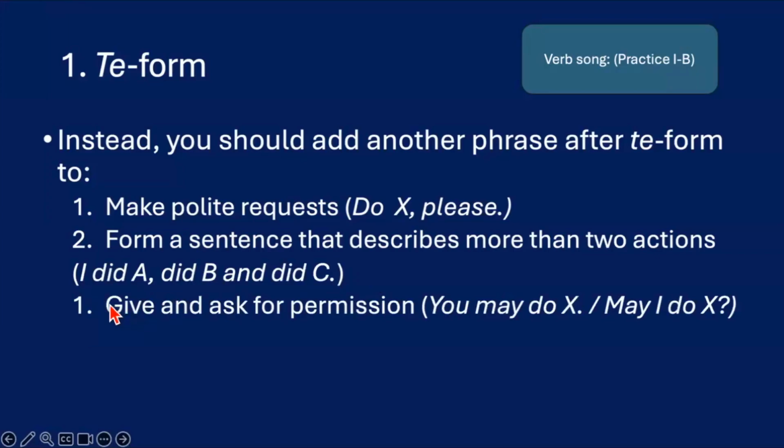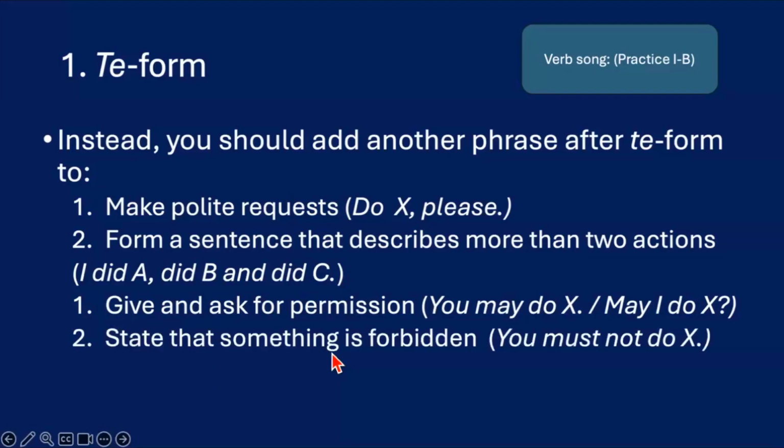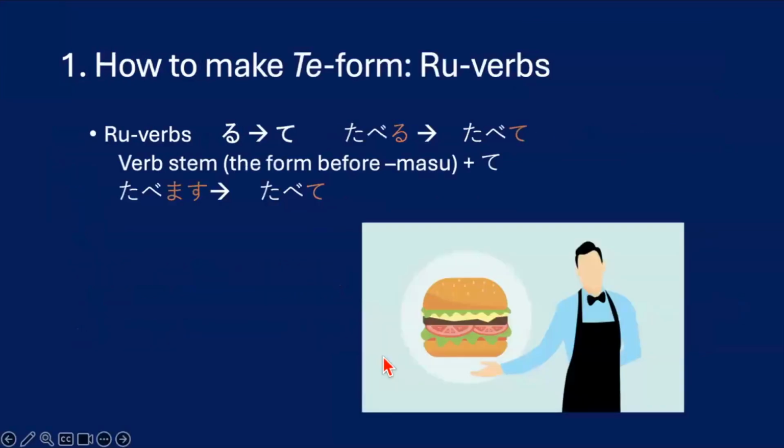It's actually number 3. You can give and ask for permission. So you may do something, or may I do something, right? So you can say that. Also, you can state that some action is forbidden. You must not do something. So you must not eat food in a class, for example. I can tell you that.